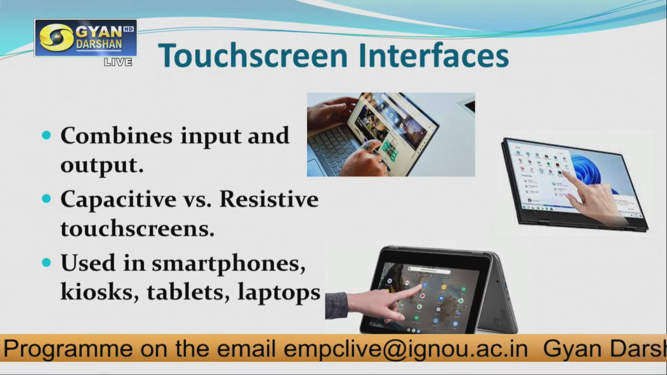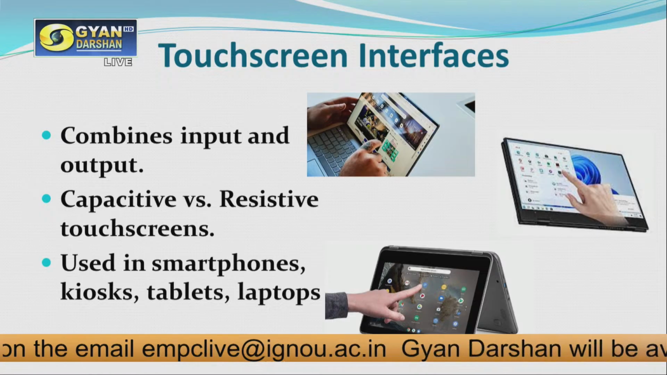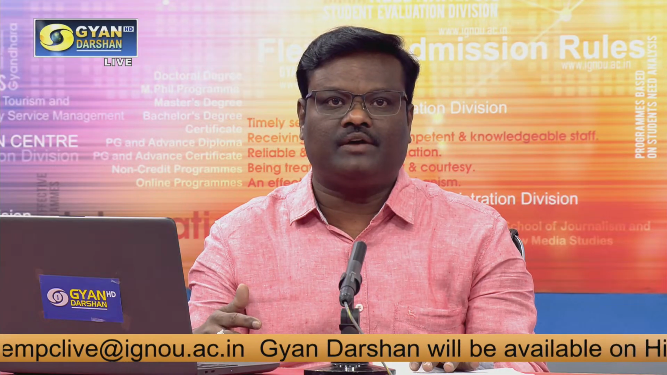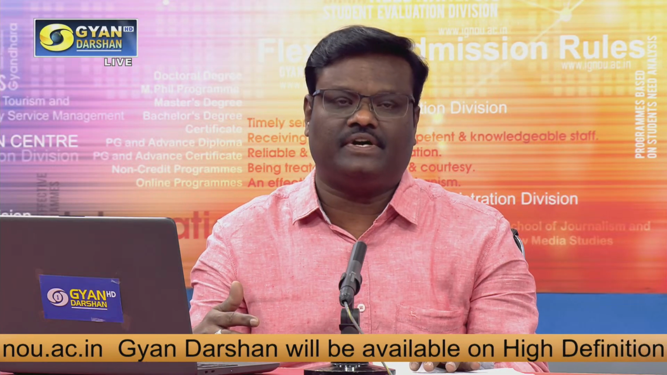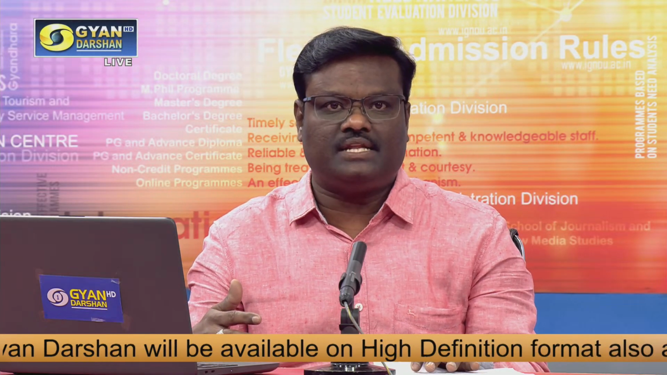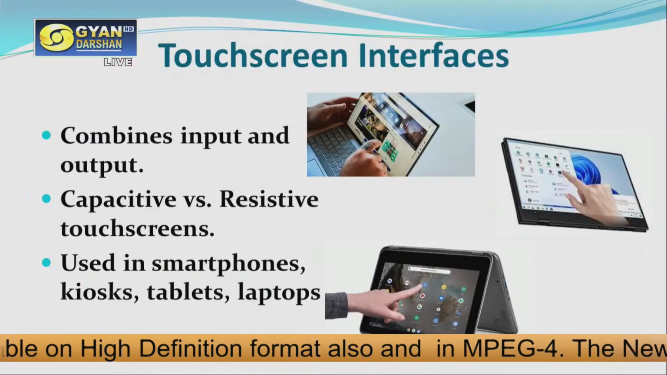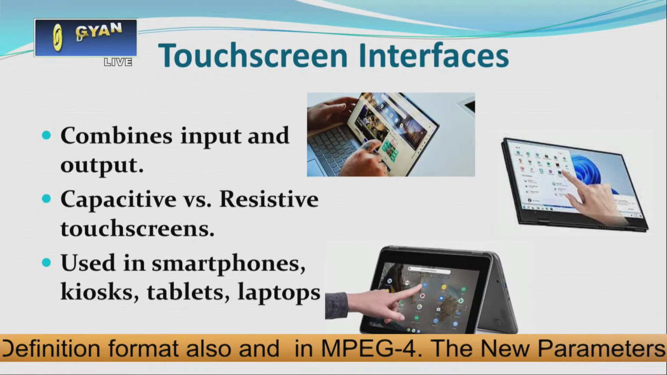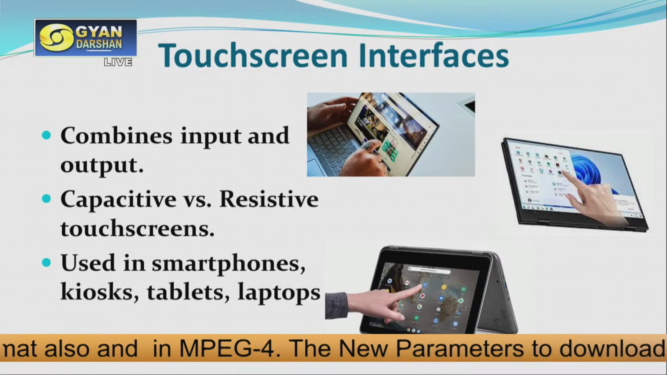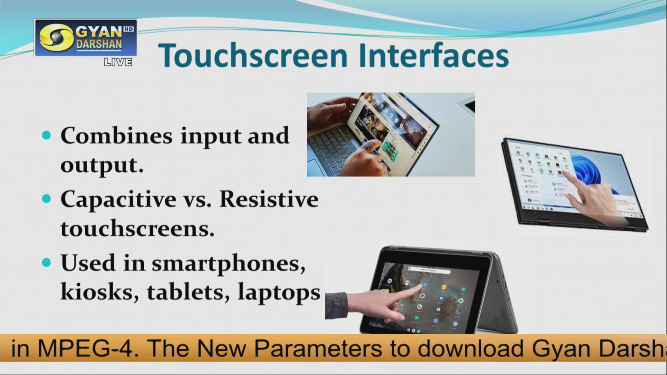And the next category is the touchscreen interfaces. Mostly in the earlier stages, only the mobile phones were coming with this touchscreen facility. However, currently the tabs and the high-end laptops combine a kind of touch facility as well as the keyboard facility, and this combines the input as well as the output.